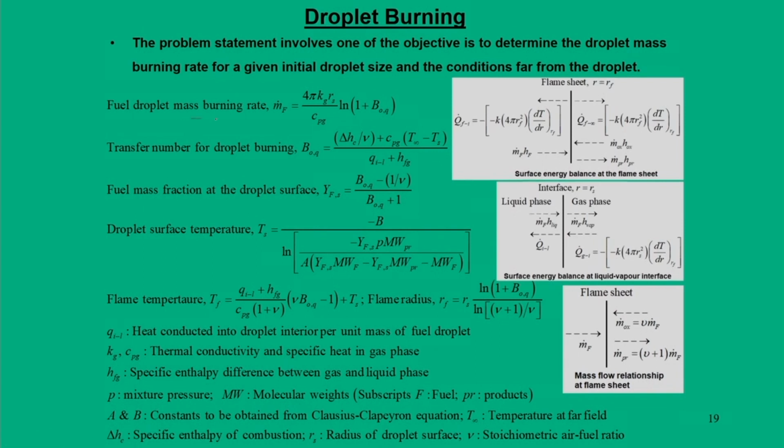The first one is the fuel droplet mass burning rate. This is again with respect to the thermophysical parameters Kg and Cpg, and one more number we recall, B, which is nothing but the transfer number for droplet burning. If you see these expressions, this expression is different from those of the other two situations, mass transfer and heat transfer, because this analysis was done with respect to the flame as well as the droplet simultaneously. So, it involves the specific enthalpy of combustion, the stoichiometric air-fuel ratio, the specific heat in the gas phase, the enthalpy difference between liquid and gas phase, the far-field temperature and Ts.